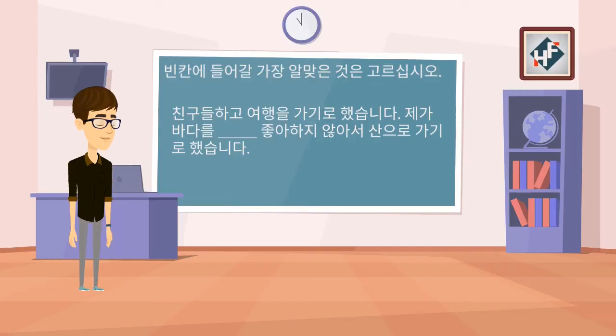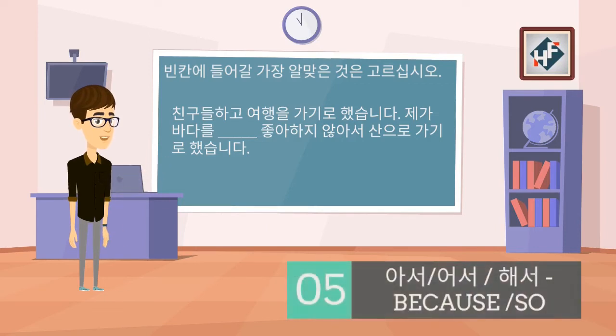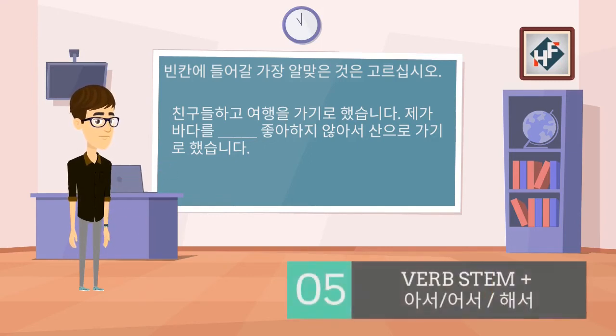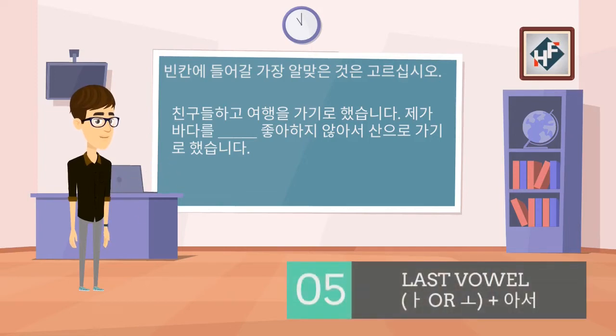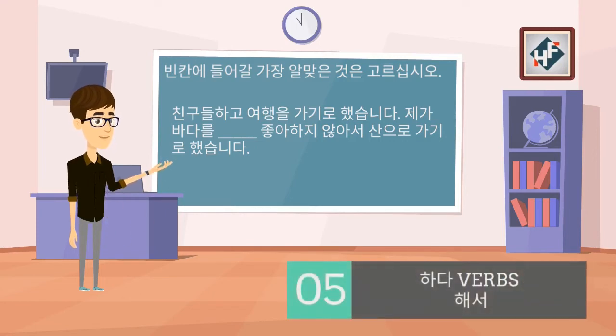Then, as you can see guys, aso is attached to ji anta, and this only means because or so. Okay? So the form is verb stem plus aso, oso, or heso. So depende kung ang verb stem mo or yung vowel ng verb stem mo ay nagtatapos sa a or u, ang idadagdag mo ay aso. Pero pag ang last vowel sa verb stem ay not a or u, ang idadagdag mo ay oso. And with had the verbs, always heso.